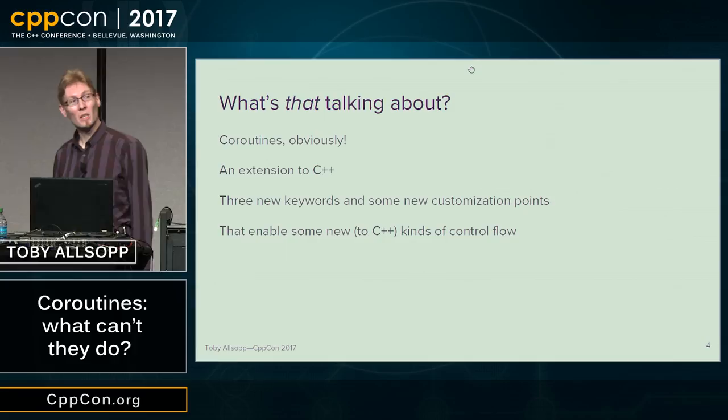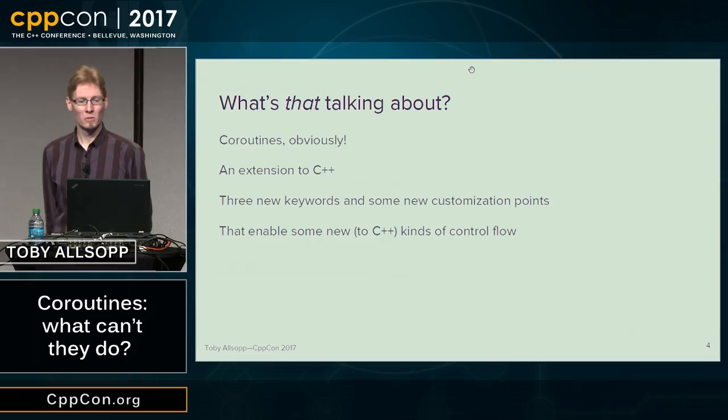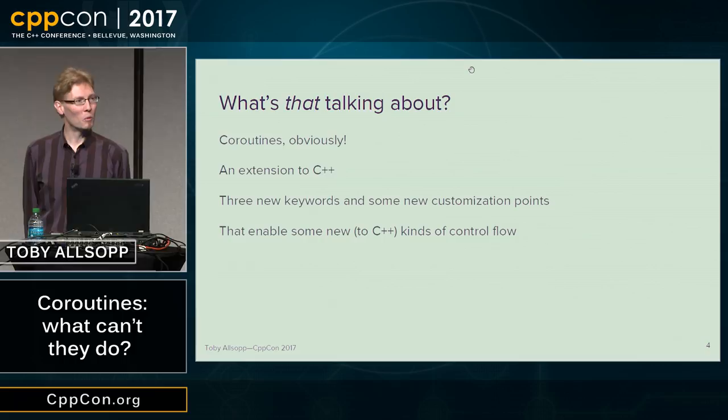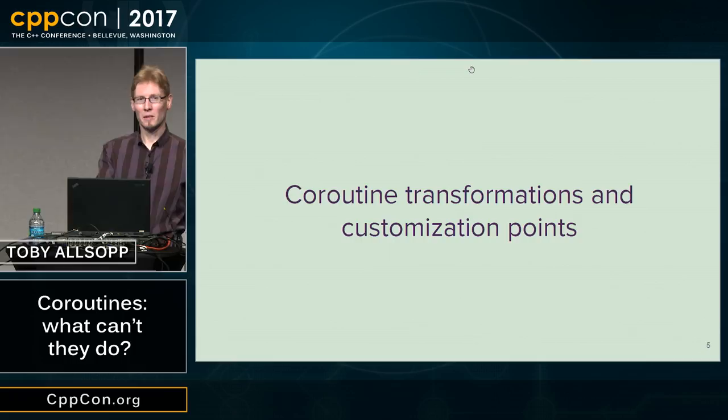But what's the TS talking about? Well, apart from coroutines, it is an extension to C++ that includes three new keywords and some new customization points. That's largely what I'll be talking about in this talk: how those keywords work and what the customization points are. It enables some new kinds of control flow, well, new to C++. Next, I'm going to run through how the transformation inside the compiler works, not in complete low-level detail, but at a source transformation level.